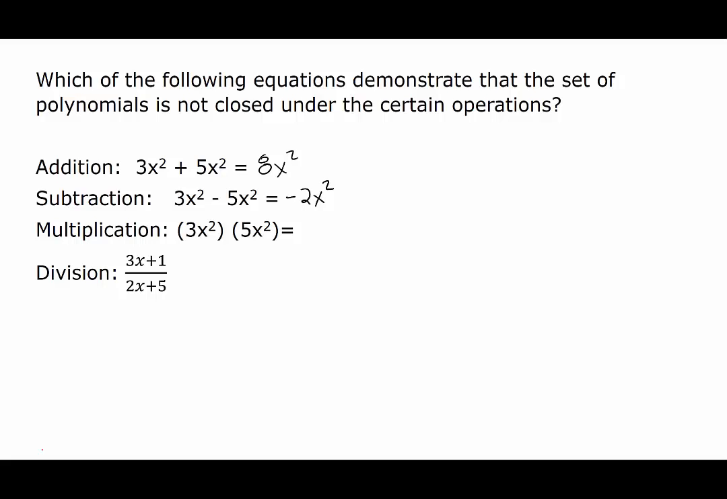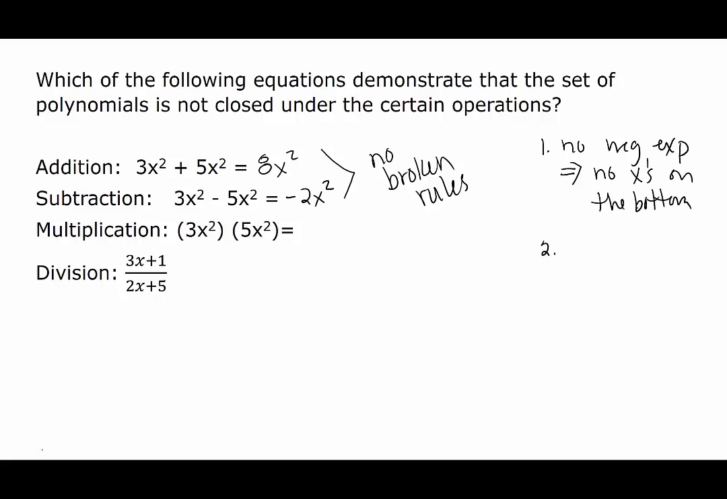So we've taken a polynomial and added a polynomial, and we still have a polynomial. So far, we have no broken rules. And what are the rules for polynomials? Rule number 1, no negative exponents, which is equivalent to saying no x's on the bottom. Rule number 2, no fractional exponents.